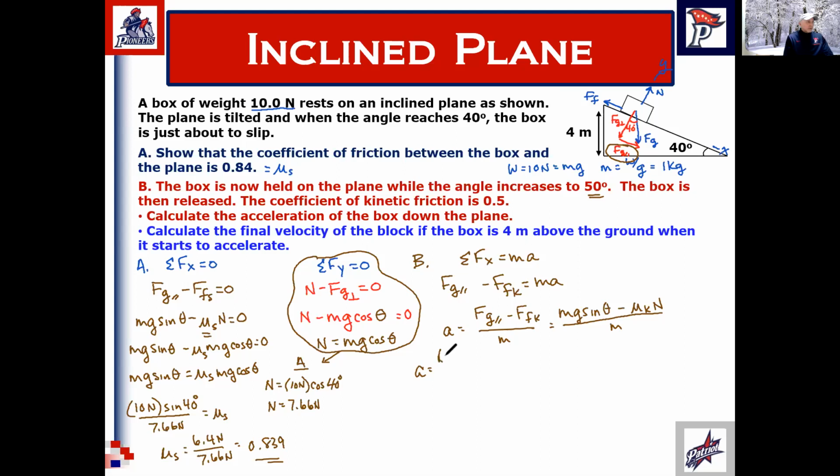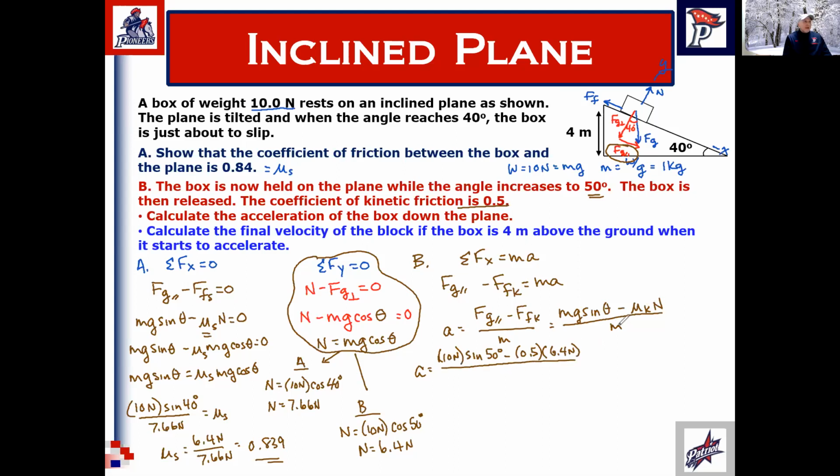So mg, so we know that's 10 newtons. Sine of 50 now, right? For part B, it's at 50. Minus 0.5, because they give us the coefficient of kinetic friction is 0.5, times the normal force, which, right, is going to be different for part B, because it's going to be 10 newtons times the cosine of 50 degrees, right? So cosine of 50 times 10, 6.427, 6.4. So that would go in right here, right, for the normal force.